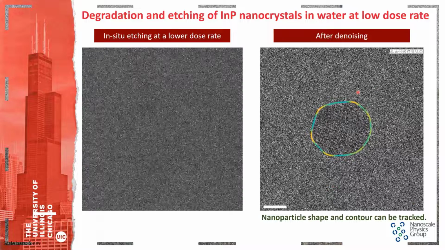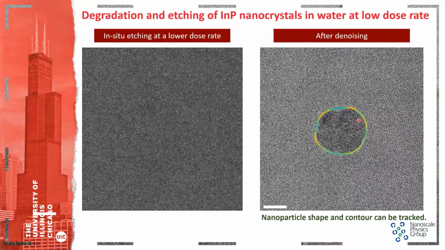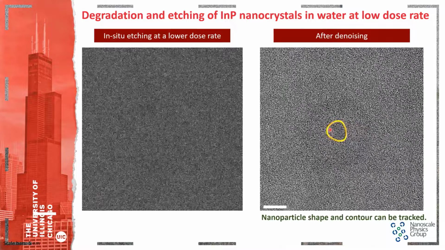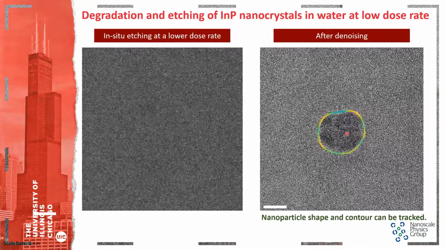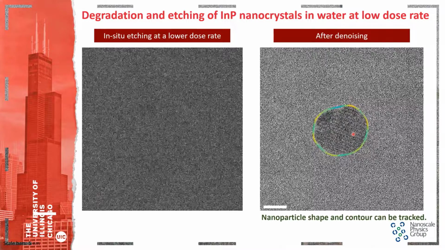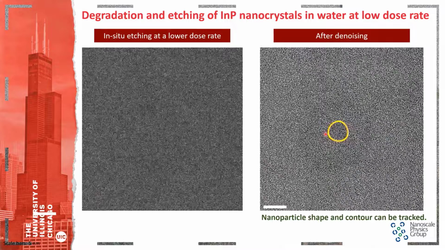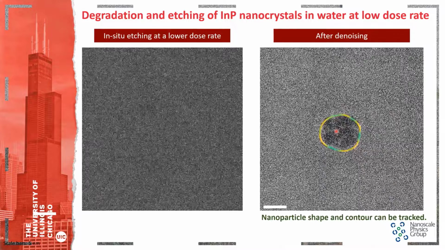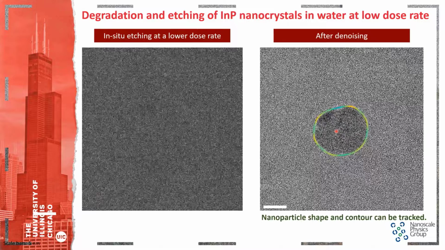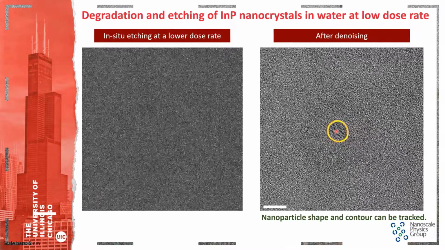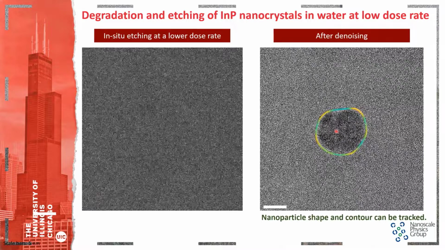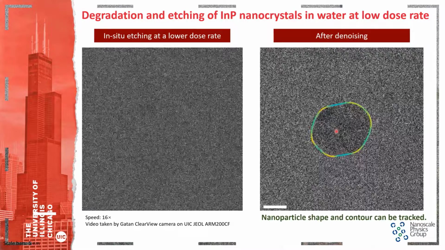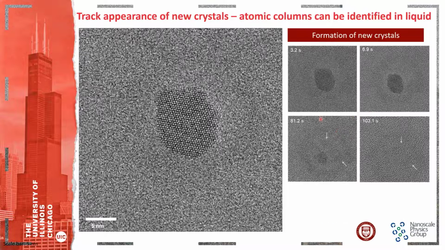Now, after denoising and aligning those particles, we can track very nicely the shape of the particles. And we can clearly see here that we retain atomic resolution even at these very, very low dose rates, and we have enough information to actually see how the shape and the size of these particles change during the electron beam exposure and during the in-situ corrosion. Now we can go and look at this in a bit more detail.